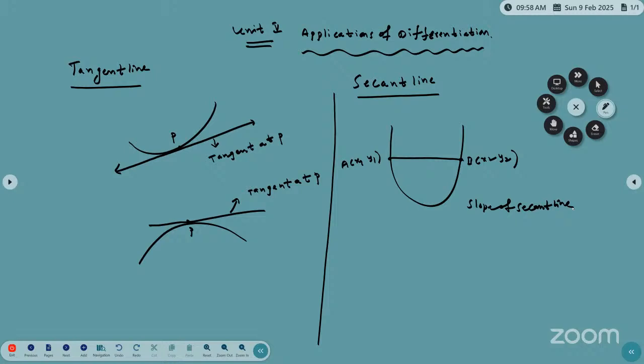Now, what is the slope of the second line? What is the formula? Y2 minus Y1 by X2 minus X1. In general, slope is represented by M. M is what? Slope.